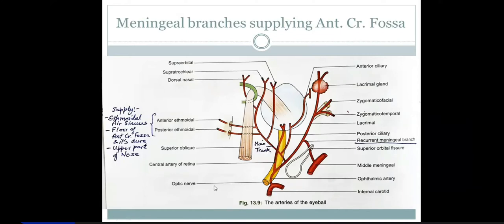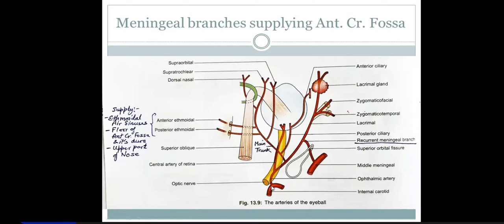So look here now, this you're seeing is the internal carotid, right? The cerebral part, which is found in the floor of the brain in the middle cranial fossa. From there it gives this ophthalmic artery, right? Ophthalmic artery is a branch of the cerebral portion of the internal carotid.